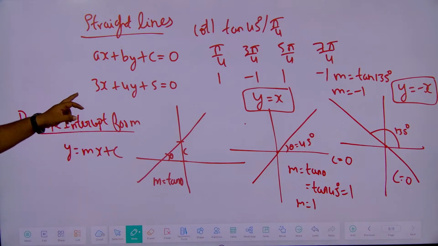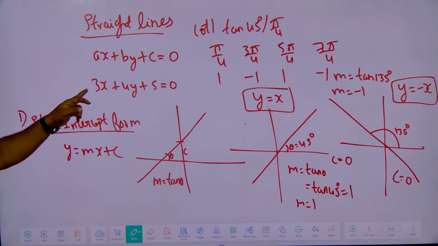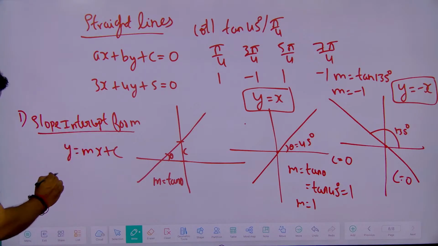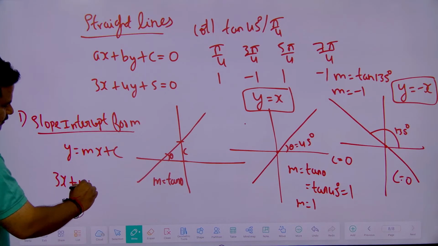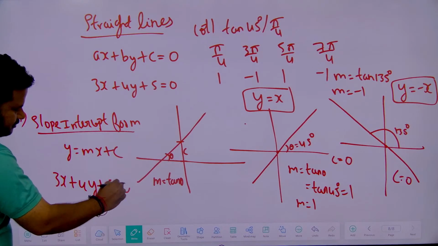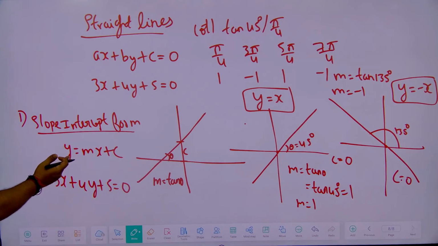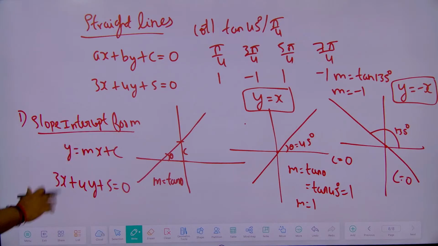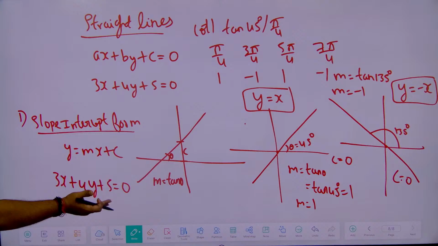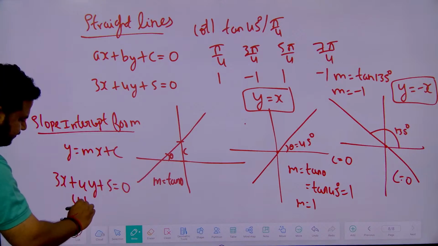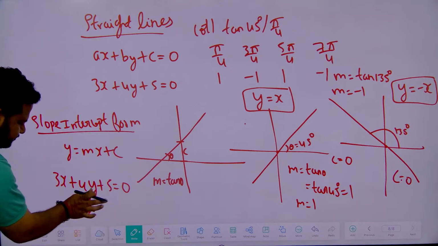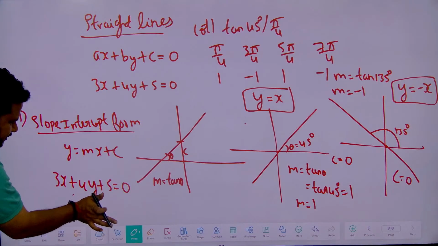Okay, before that, suppose see here they have given what? 3x plus 4y plus 5 is equal to 0. This has to be converted to the y is equal to mx plus c format. Now what should we do? Except y, all terms we have to take to the right side. So what will we do? 4y you keep it in the LHS.